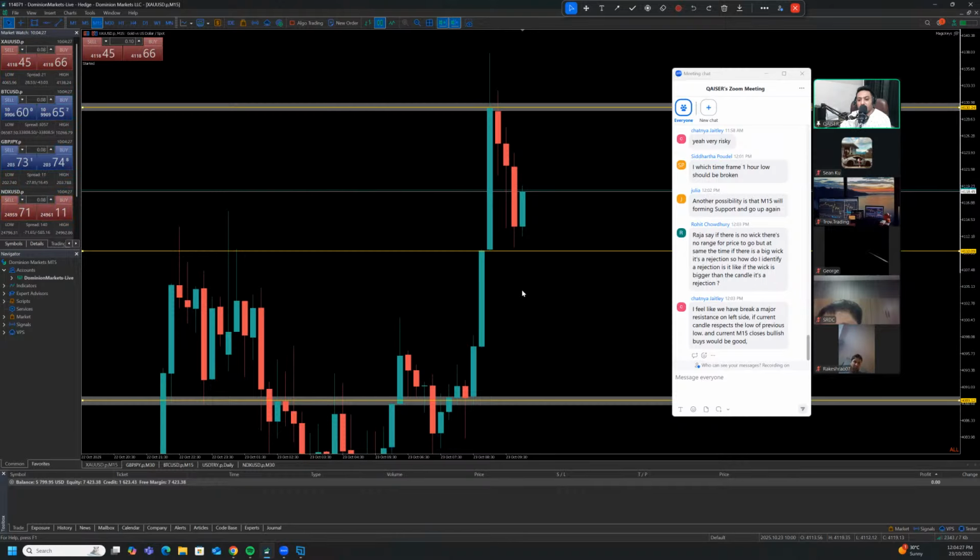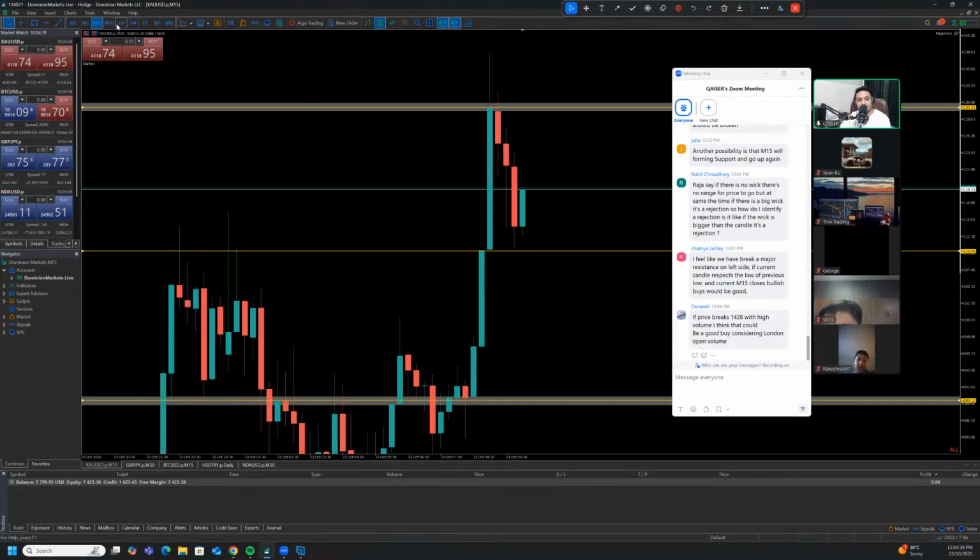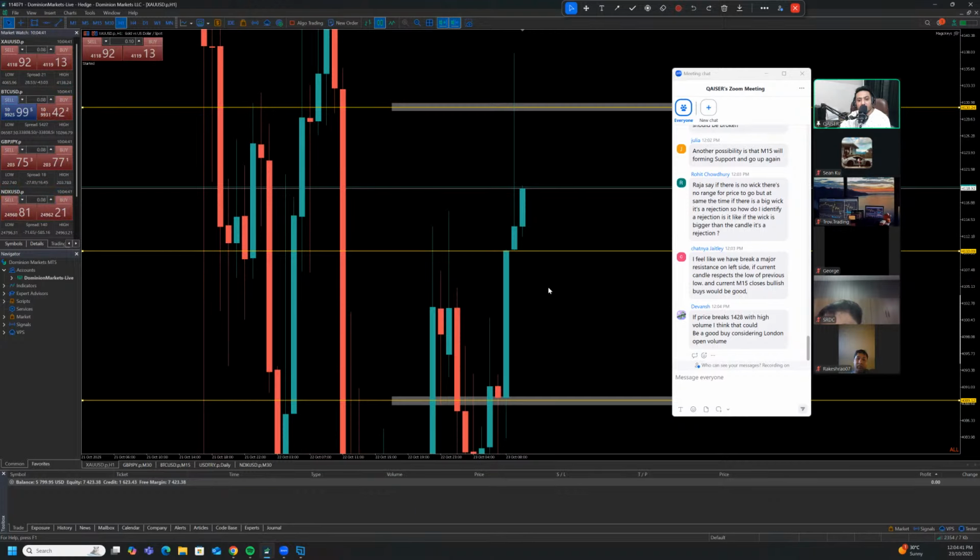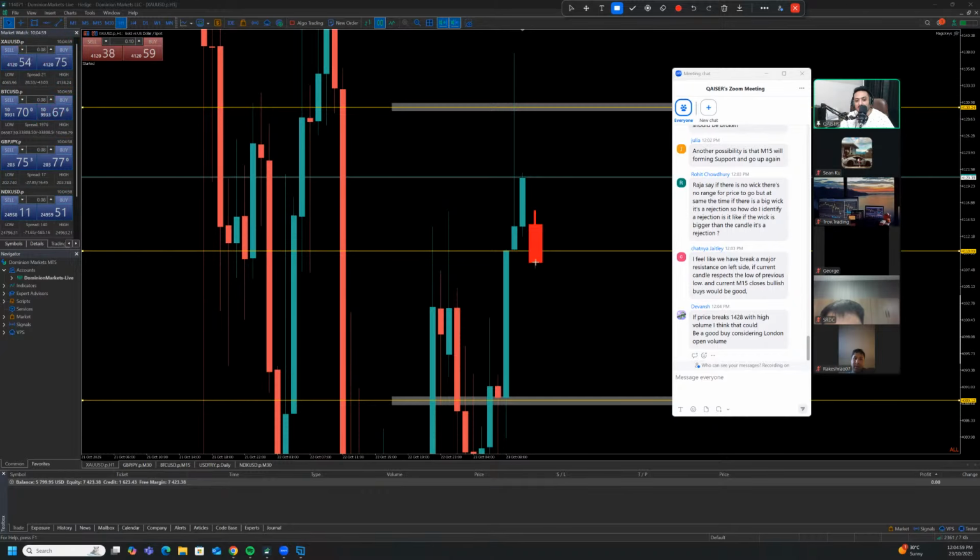So I feel like we have broken a major resistance on the left side. If the current candle respected the low of the previous low and the current M15 closes bullish, buys would be good. Yeah, that makes sense definitely. But we'll see how this candle is about to close. Look at this H1. If I wanted to take a sell, I wouldn't want to see this current candle retrace this much. I would like to see a candle which creates a minor wick, something like that, and then breaks the low.